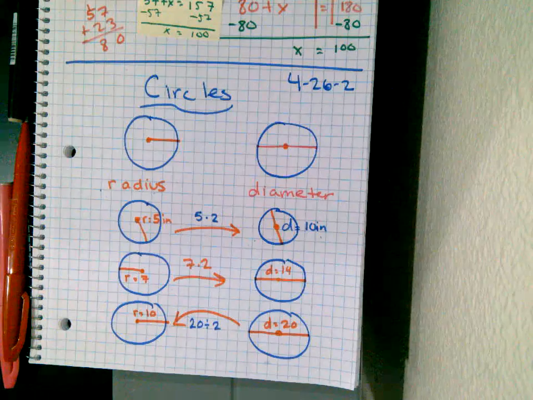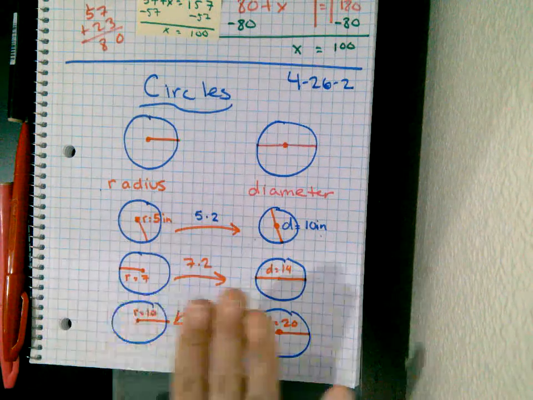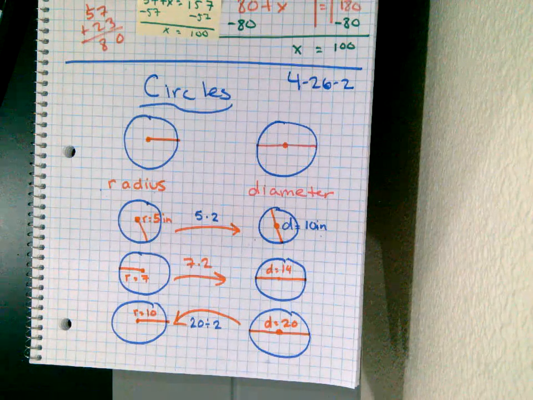All right, so this is level 0.00001, okay? This, radius and diameter, okay? Two parts of the circle that you need to know.